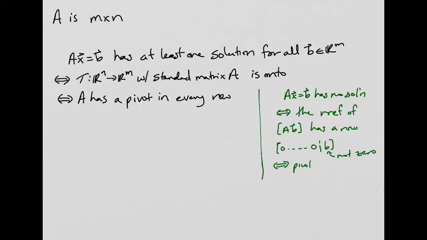Pivot in every row of A. So that's why this is true. That's why you have this if and only if statement here. If you always have a solution, then you have to have a pivot in every row. Why? Well, because if you don't have a pivot in every row, you'll end up with something like this. You can find a B that you can put here and end up with a row that looks like this. And this row tells you have no solution.